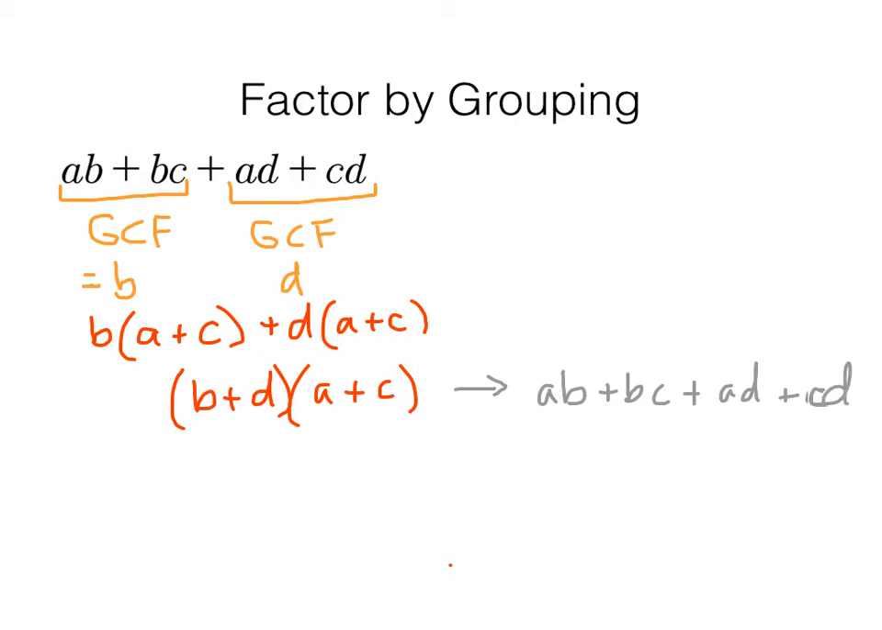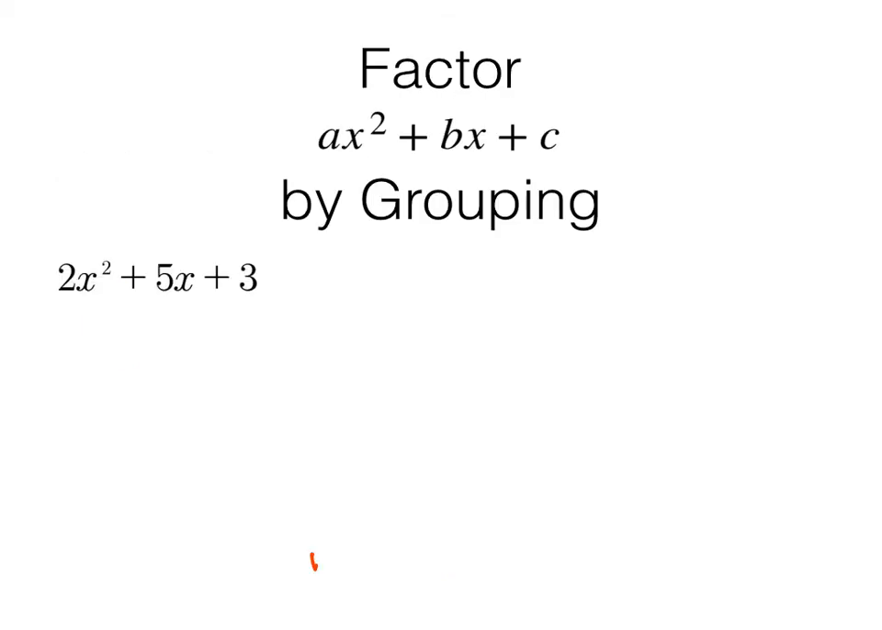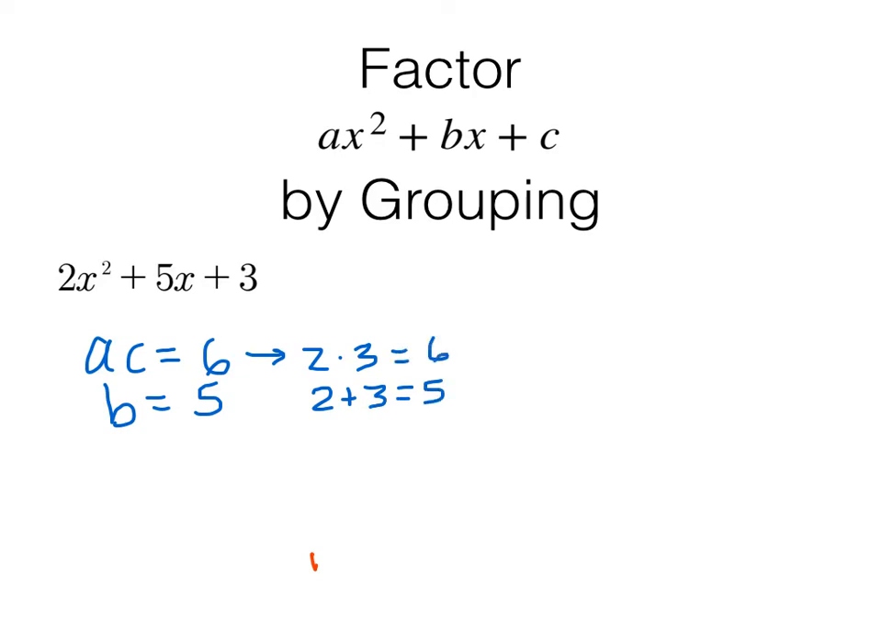Now let's try it with a problem where you aren't given 4 terms, you have to find your 4 terms. And I bet some of you have already figured out how we're going to find those 4 terms. So here we're going to do 2x squared plus 5x plus 3. Just like we did before, we're going to find factors of AC that add up to B. Our AC here is 2 times 3, which is 6, and B is 5. So factors of 6 that add up to 5. They're both positive, so we are looking for the numbers 2 and 3. 2 times 3 is 6, 2 plus 3 is 5.